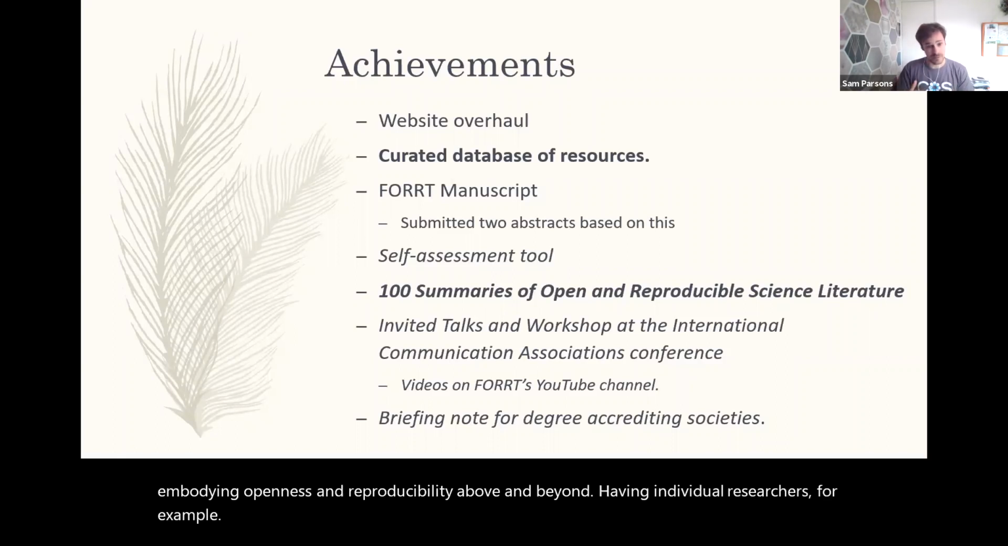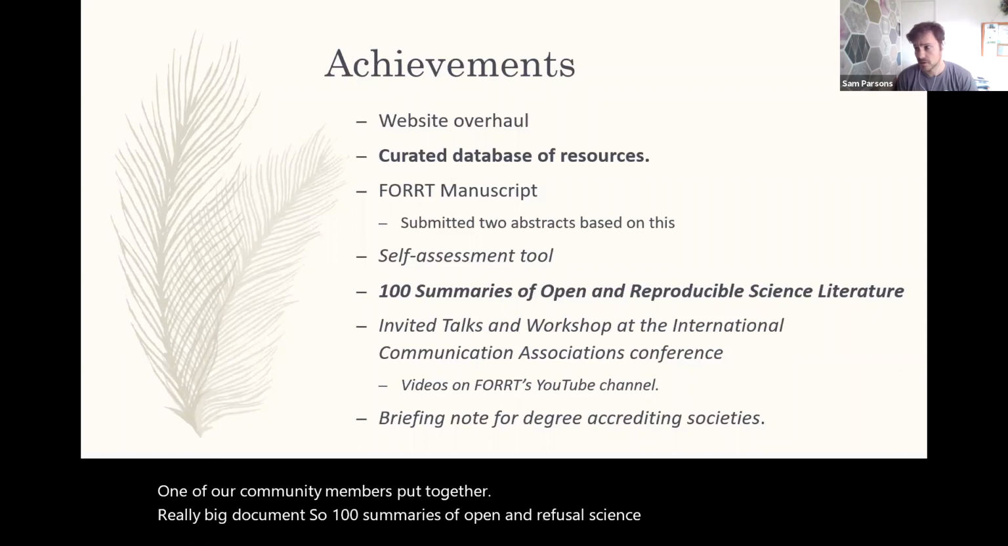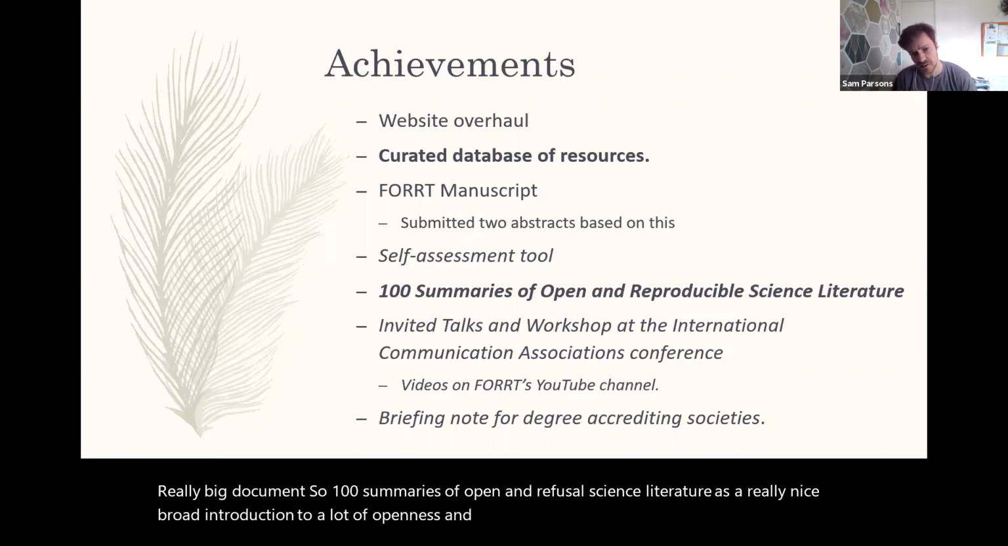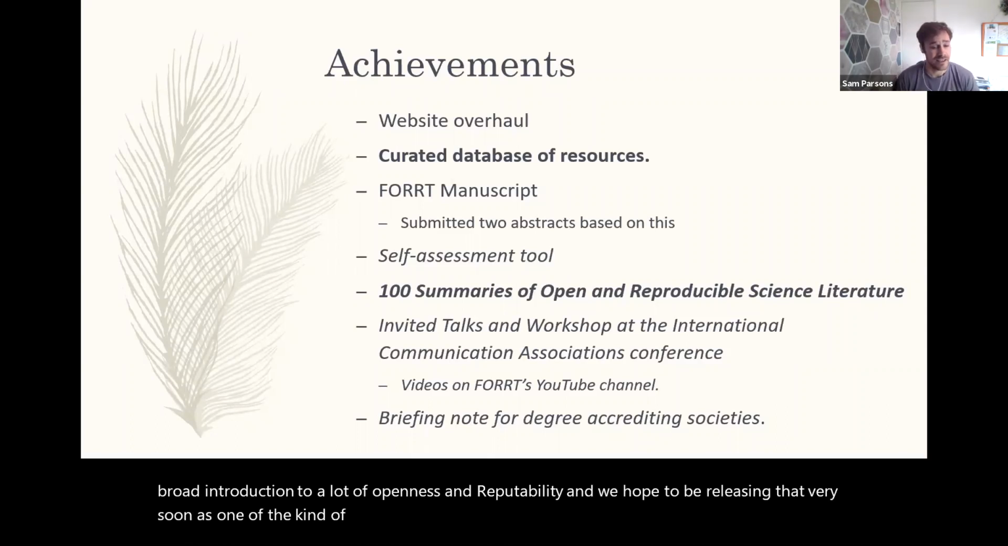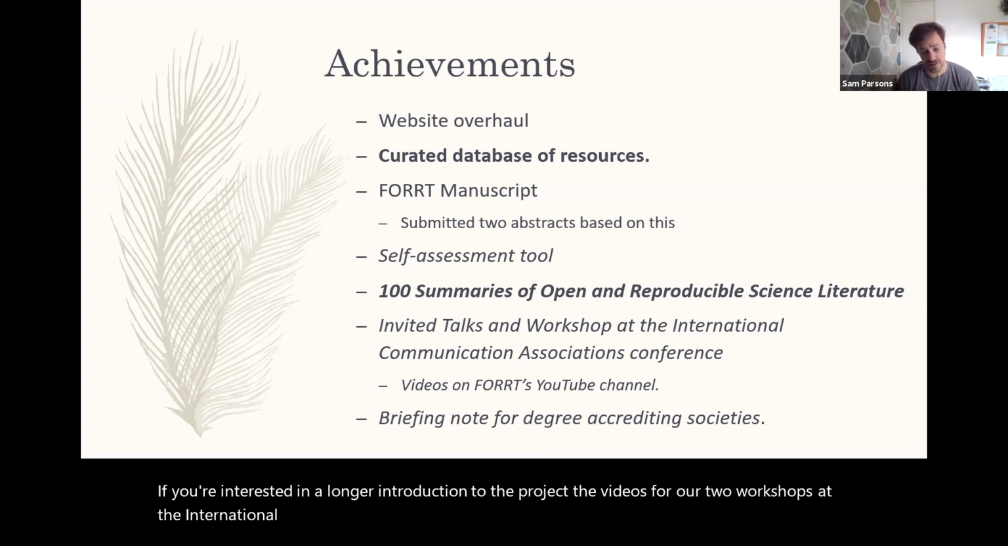One of our community members has put together a really big document. So 100 summaries of open and reproducible science literature is a really nice, broad introduction to a lot of openness and reproducibility, and we hope to be releasing that very soon as one of the FORRT products. If you're interested in a longer introduction to the project, the videos for our 2 workshops at the International Communications Association's Conference are on our YouTube channel.